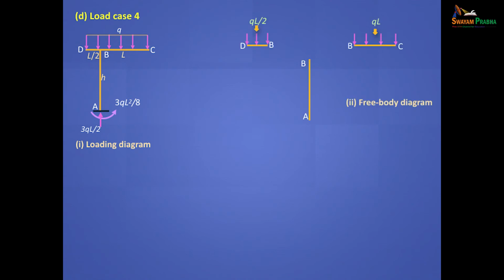Again, draw the free bodies. Okay, now this dB is having some load. The total load here is QL. Total load here is QL by 2, and draw the reactions. QL squared by 2 here, QL by 2 here, QL squared by 8 here. Now be careful.